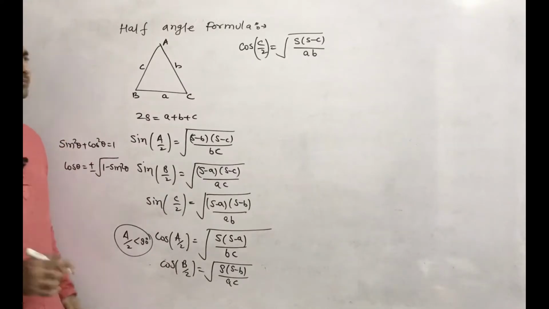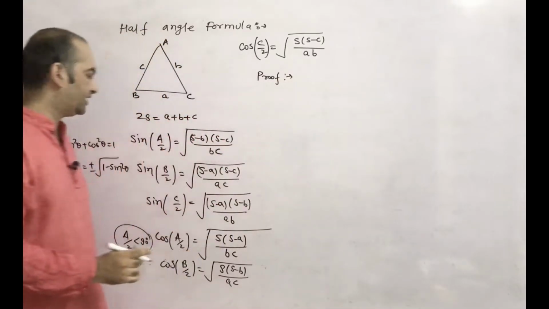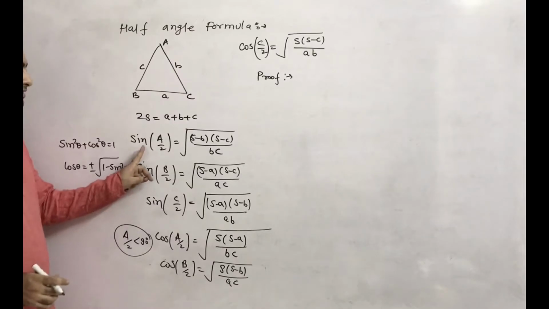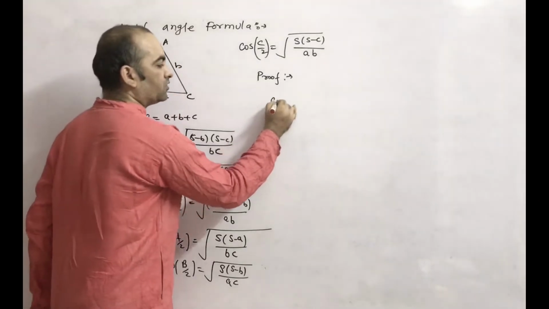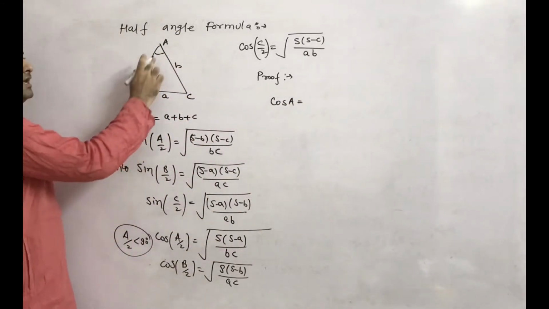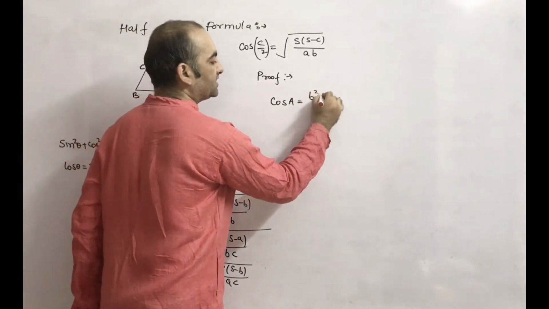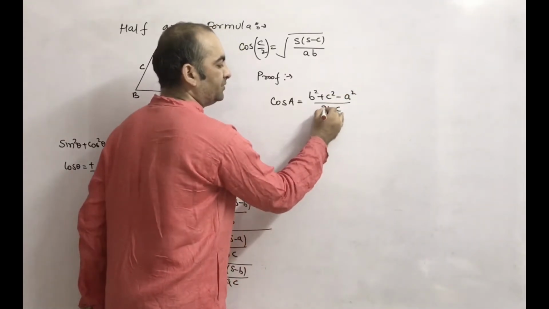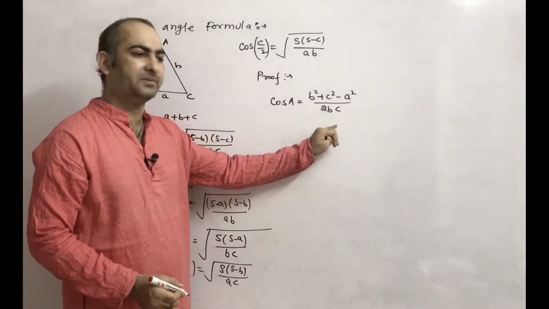Now we are doing the proof. To find sin A by 2, first we will find cos A. Angle A is between sides b and c, so cos A is b square plus c square minus a square divided by 2bc.